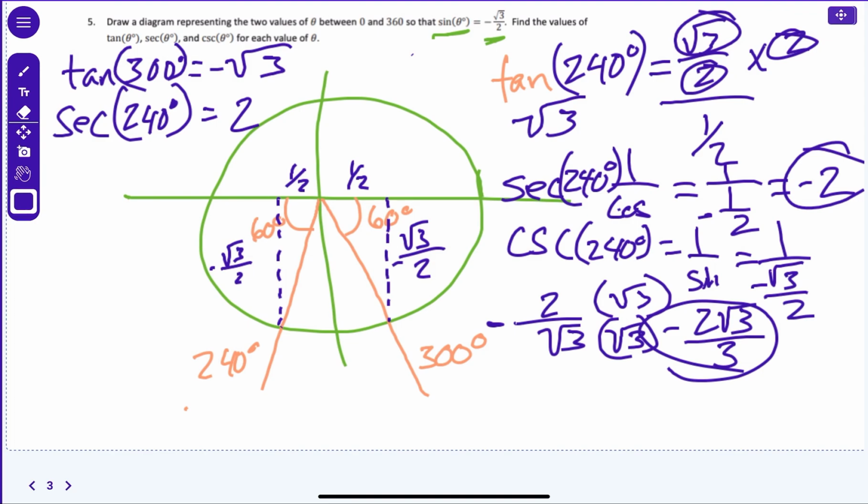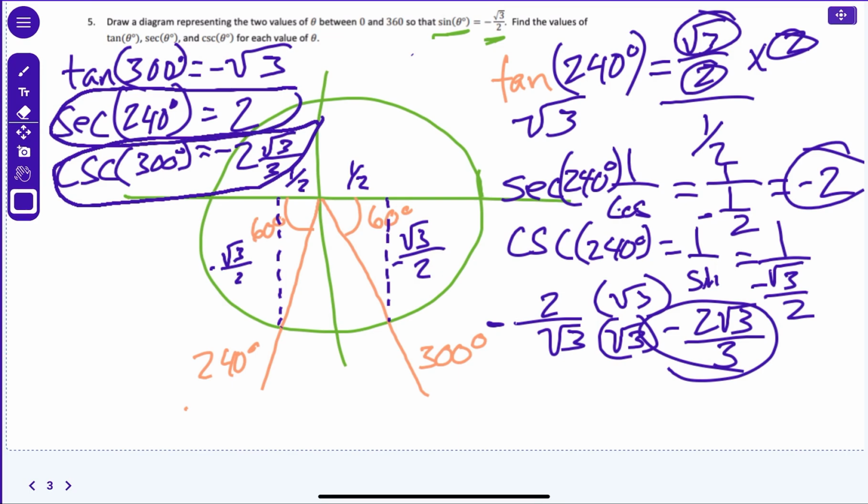Now, for cosecant of 300, that one will stay the same because the sign is the same. Sine is still a negative square root of 3 over 2, so that one's going to stay the same. These change because you're talking about the cosines, which changes the sign. But since cosecant is only talking about your sine, it will remain the exact same.